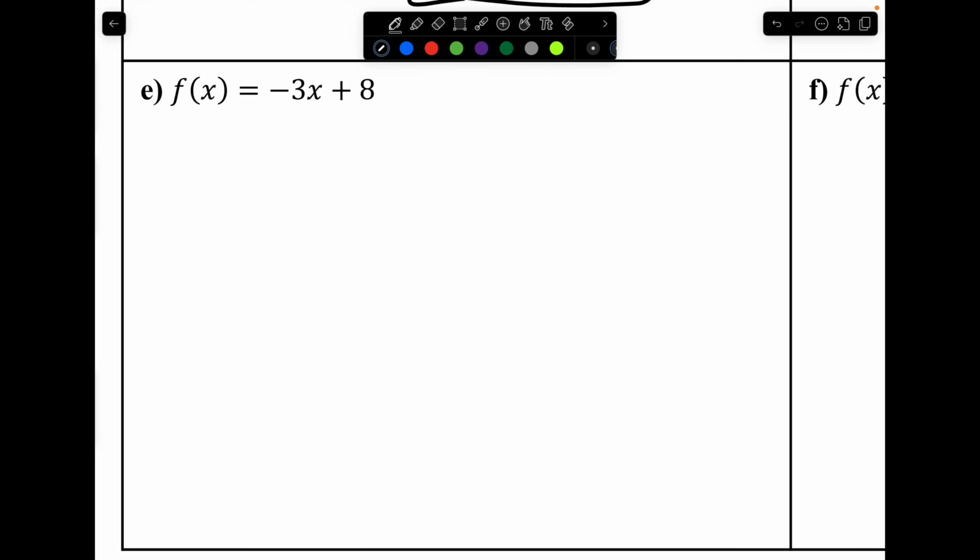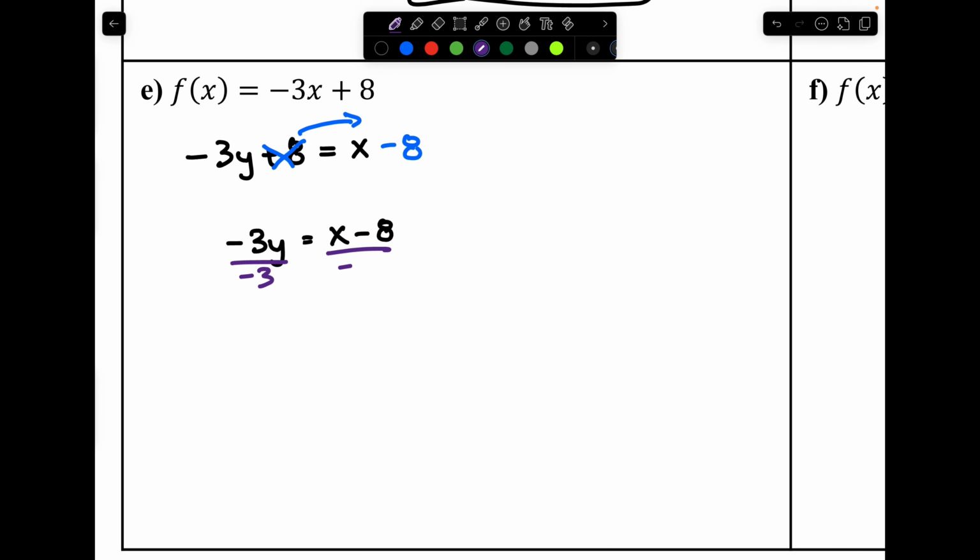Now I want to go back and do one very similar to the first example, with the only difference of having a negative coefficient for x. So we'll start again by switching the y for the x and the x for the y, and then solving this equation for y. So just like example A, we'll start by moving our constant to this side. So that will change the positive 8 to a negative 8. Negative 3y equals x minus 8. And we'll divide by negative 3. So y will equal x minus 8 over negative 3.